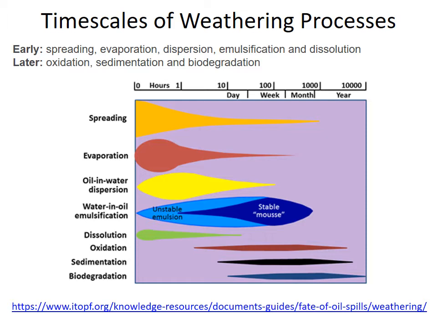So these different weathering processes happen at different times. The very first thing that happens, as I mentioned, is the spreading, evaporation, and dispersion. Then emulsification and dissolution happen after that. But the things that take a longer time to happen would be the oxidation, sedimentation, and biodegradation. Those would be the things that are happening long after the spill, slowly taking care of the spill and transforming it into less harmful forms.